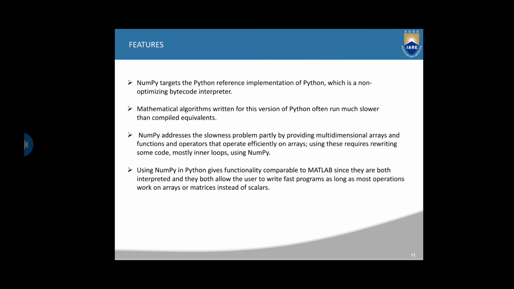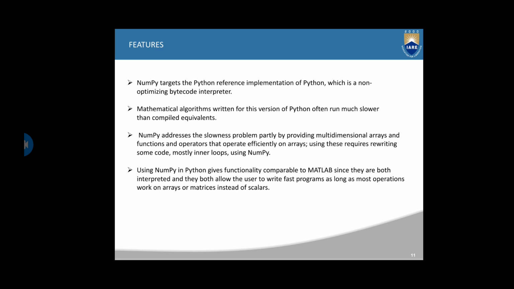NumPy targets the CPython reference implementation of Python, which is a non-optimizing bytecode interpreter. Mathematical algorithms written for this version of Python often run much slower than compiled equivalents. NumPy addresses the slowness problem partly by providing multi-dimensional arrays and functions and operators that operate efficiently on arrays. Using these requires rewriting some code, mostly inner loops, using NumPy.